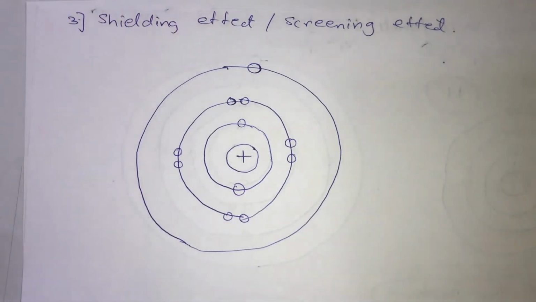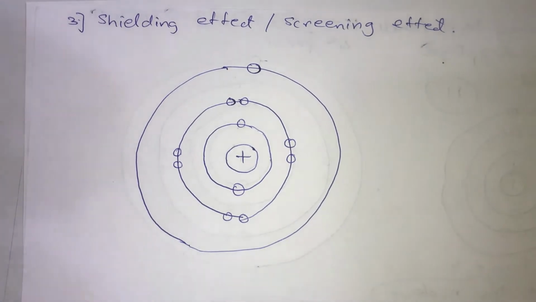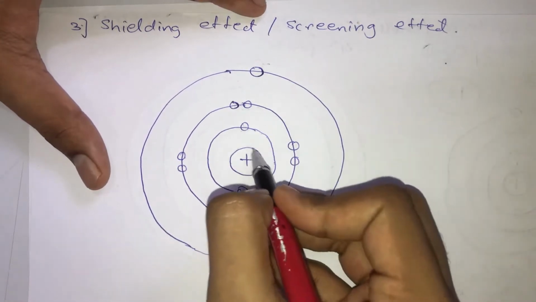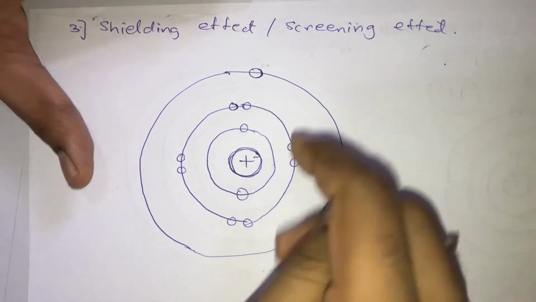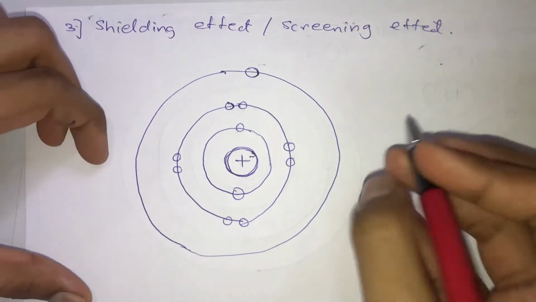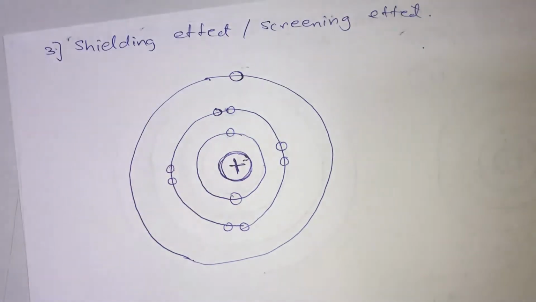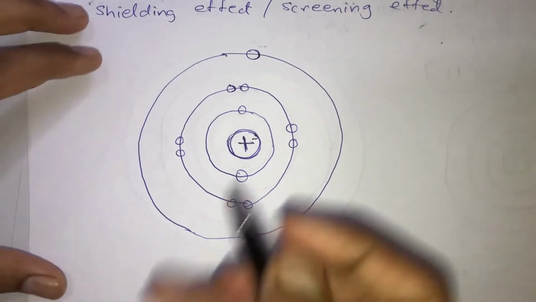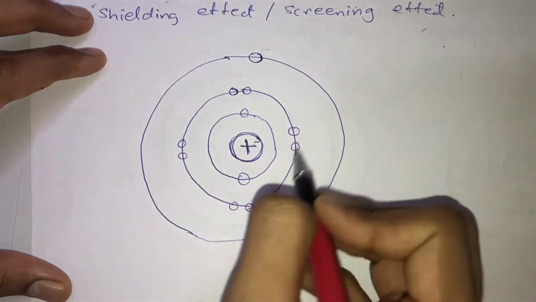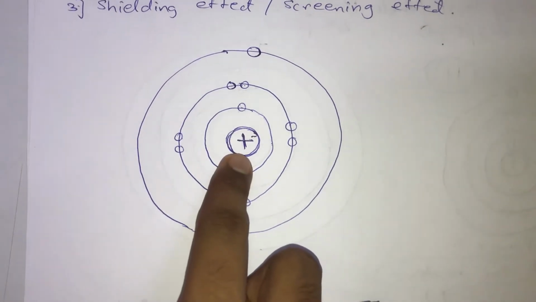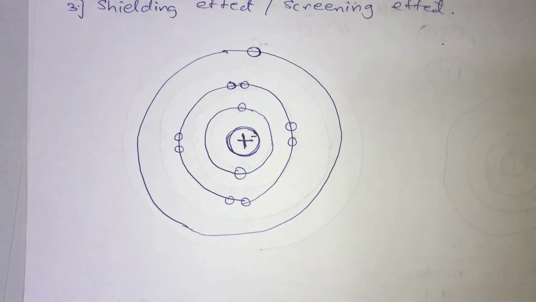Now let's understand what happens in the shielding effect. See, this nuclear charge which is present on this nucleus, can I say that this nuclear charge is positively charged? Am I right? This nucleus is positively charged and these electrons are negatively charged. Now since the nucleus is positively charged and the electrons are negatively charged, and as we all know, opposite charges are going to attract each other.